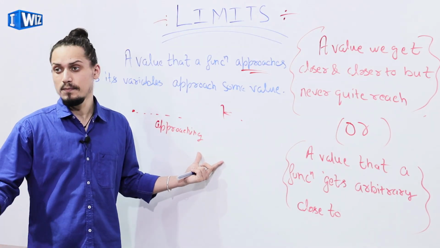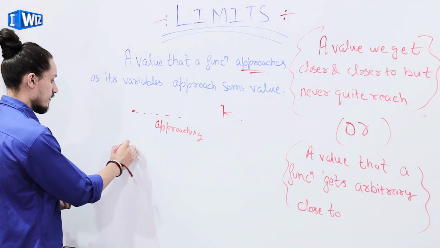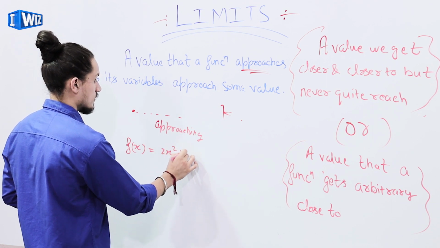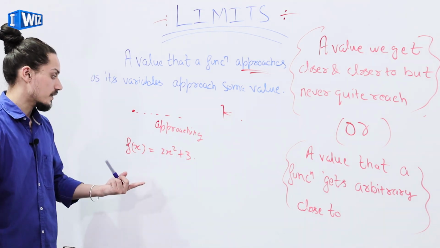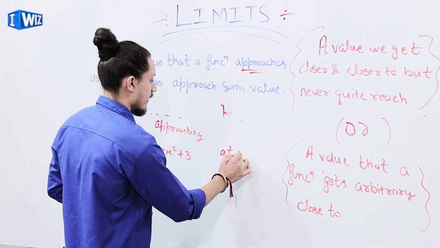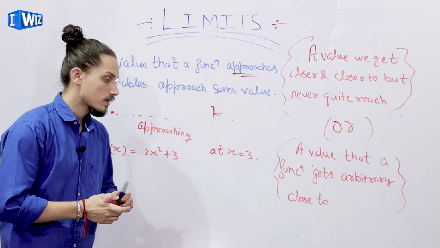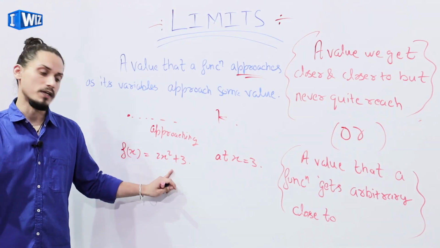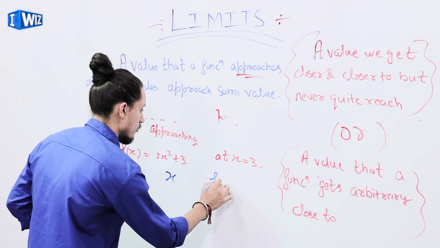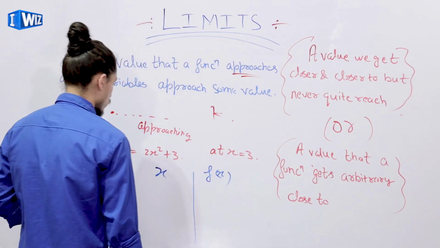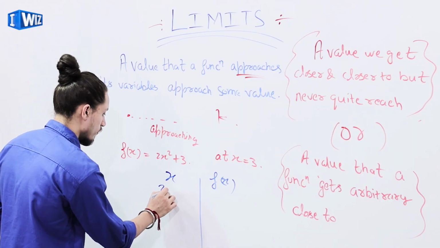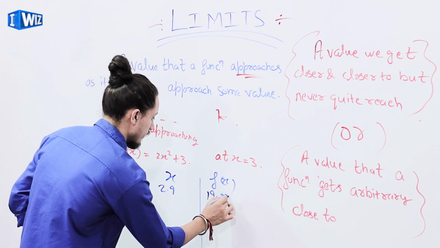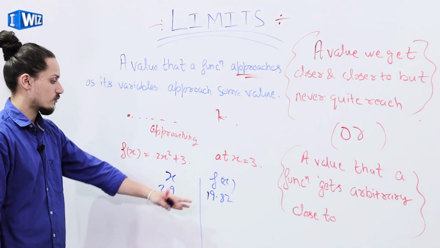If we put the situation mathematically, suppose there's a function f of x is equal to 2x square plus 3. I'm interested to find its value at x is equal to 3. So suppose I'll try to find its value closer to 3. At x is equal to 2.9, the value of this function becomes 19.82. You can try and calculate it using your calculators.